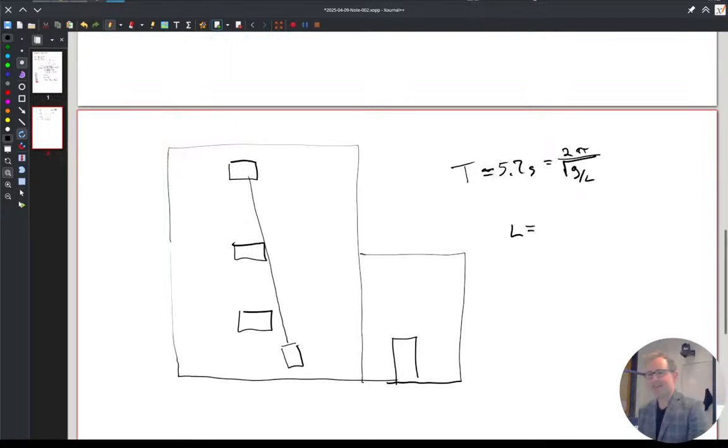So what's L? If this is 5.7 equals, there's only one unknown, right? So what is L? Get to the calculator. Don't you just move the 2 pi to the left, divide by 2 pi over 5.7, and then you take the square root of that, and then you do that over G.